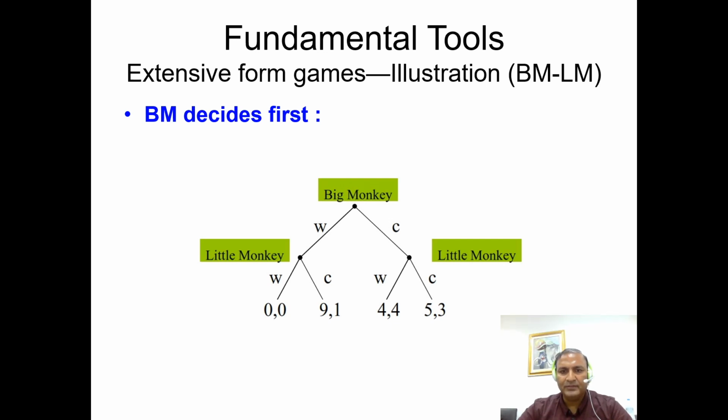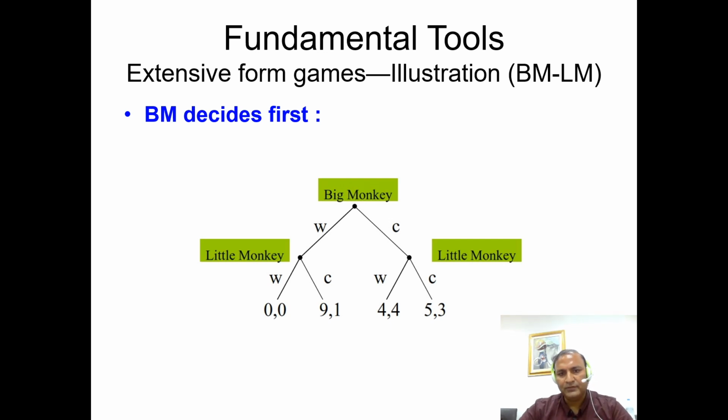So again, the little monkey has a choice between waiting down, or climbing up on the tree. If he decides to wait for the fruit, then the fruit will come down and he will eat 40% of the fruit before the big monkey comes down. So the big monkey will get 60% of the fruit.